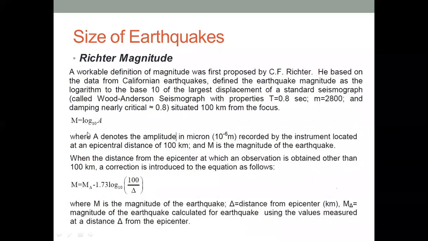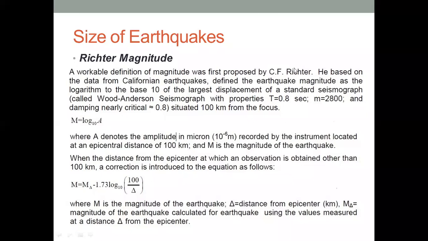And the Richter magnitude can be calculated using this formula. M is log 10 A, where A is the amplitude denoted in micron, 10 power minus 6 meter. So the value should be substituted in micron. The amplitude of the earthquake should be substituted in micron. If you substitute here, we can get the Richter scale magnitude of that particular earthquake.